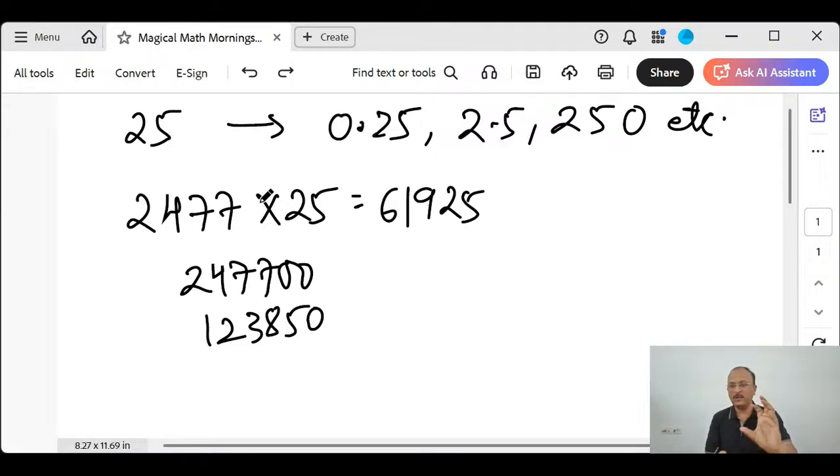Or if it is a small number, always check whether the number is divisible by 4 by checking the last two digits. Then you divide by 4 and then multiply by 100. Whichever you find convenient. Preferably for smaller numbers, you divide by 4 and then multiply by 25. Bigger numbers, multiply by 100 and then divide by 4. Or even decimal numbers also, multiply by 100, divide by 4. That is very easy. So hope you all enjoyed this session.